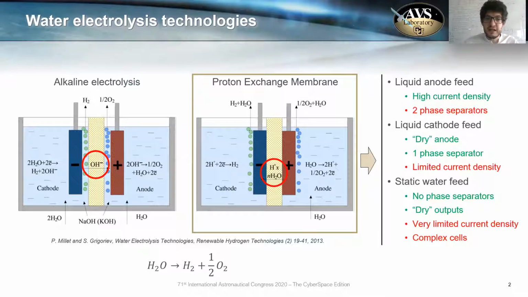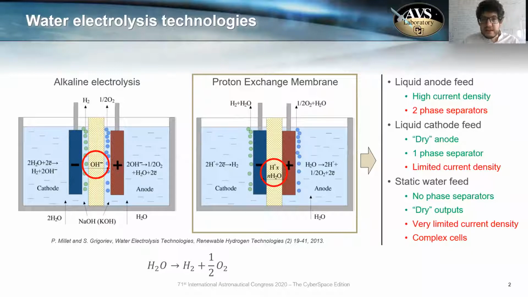The first one is alkaline electrolysis, where we dissolve sodium hydroxide or potassium hydroxide in water, liberating the hydroxyl groups and generating a conduction loop between two electrodes by means of a porous membrane. Or we have proton exchange membranes, where the role of the hydroxyl is actually played by protons in the membrane.